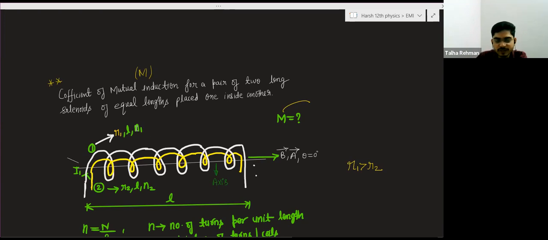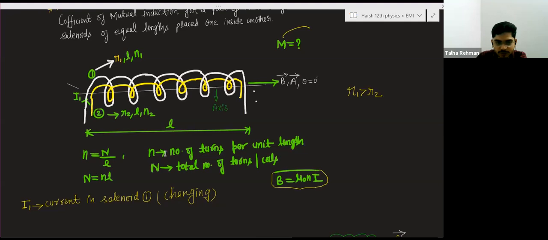So number of turns in solenoid per unit length for solenoid number 1. For solenoid number 2, R2, L and N2. I have written all these things: small n, number of turns per unit length, capital N, total number of turns, or you can say total number of coils. And I have also written the magnetic field due to a solenoid, when there is a current in the solenoid.